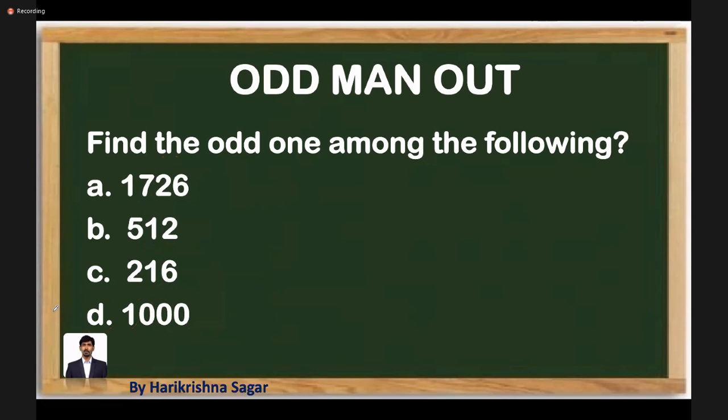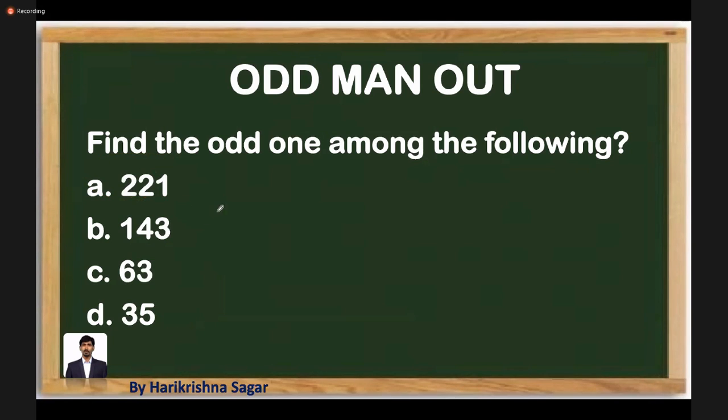Look at the next one. What is the odd man out here? 1726, 512, 216 and 1000. Leaving the first one, 512 is 8 cube, 216 is 6 cube, and 1000 is going to be 10 cube. But 1726 is not a perfect cube. That's the reason the odd man out is option A.